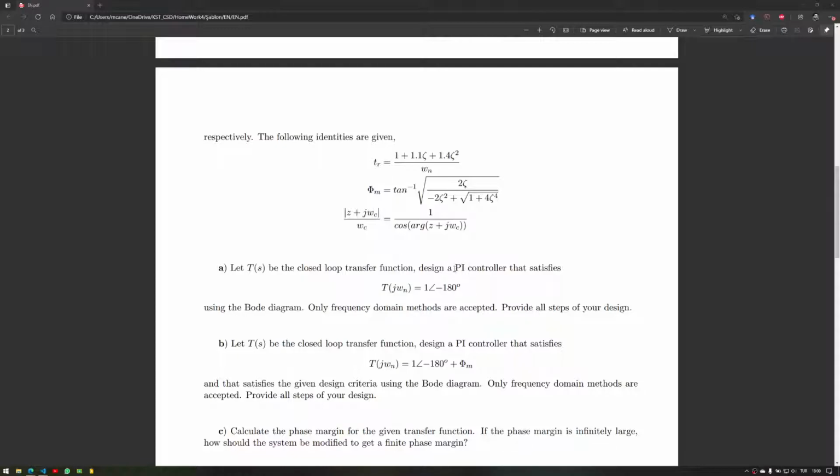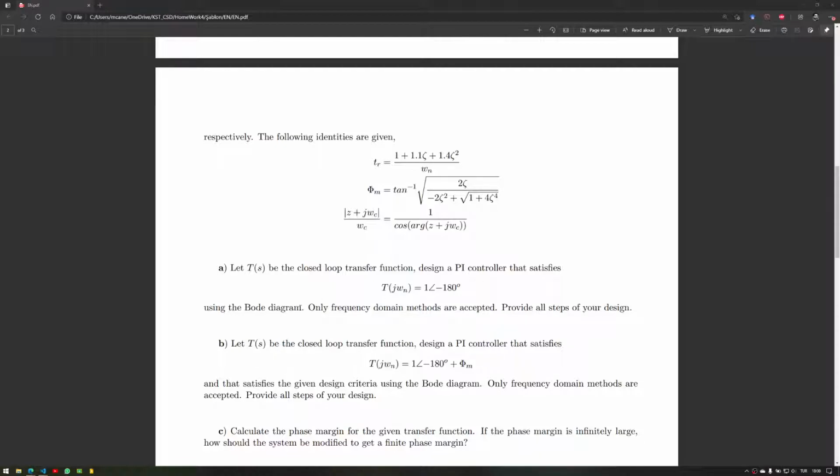We will be designing a PI controller here. So the PI controller should satisfy the given condition here in the closed loop. So we have the PI controller, the system, a unit feedback closed loop, and then we have the transfer function of that.